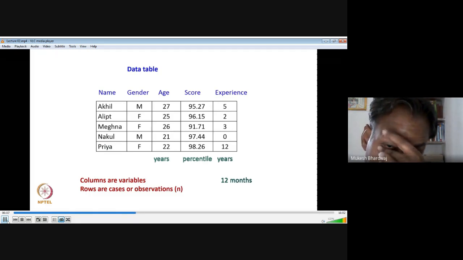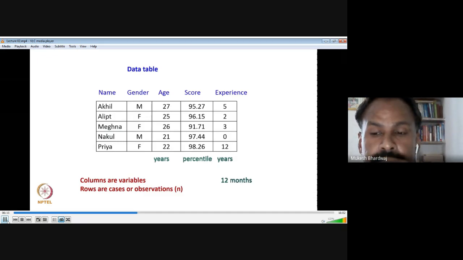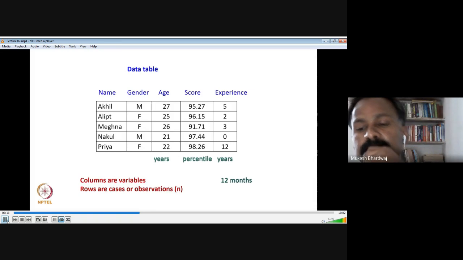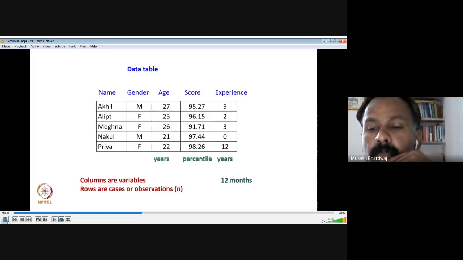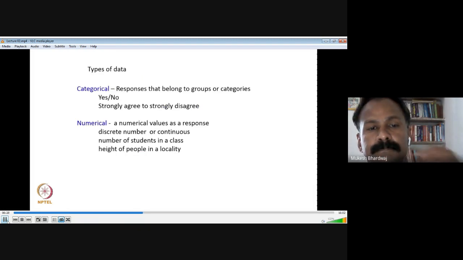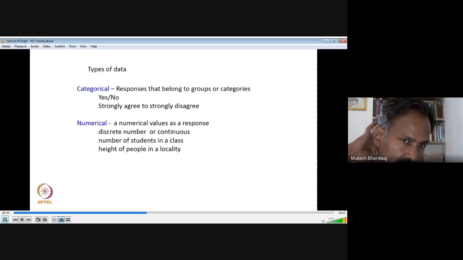Sometimes it's also customary to represent, in this case we have M and F representing the gender, at times we could use a different notation like 1 and 0 and so on. But columns 1 and 2 generally do not have numbers representing the data, whereas 3, 4, and 5 have numbers representing the data. So how do we classify types of data? The first classification is called categorical data and numerical data. If we go back to the table, the first two are categorical and the next three are numerical.